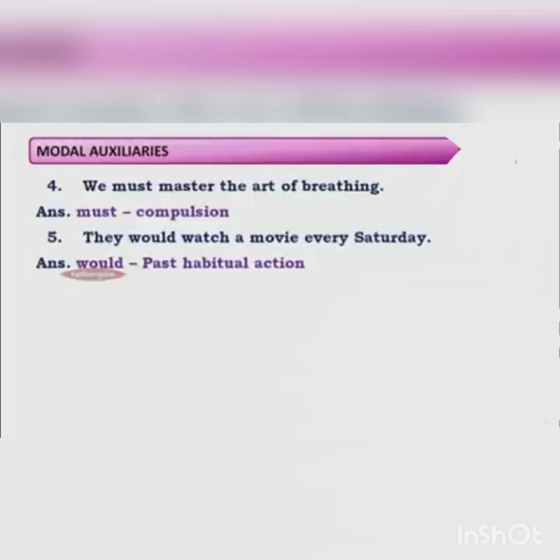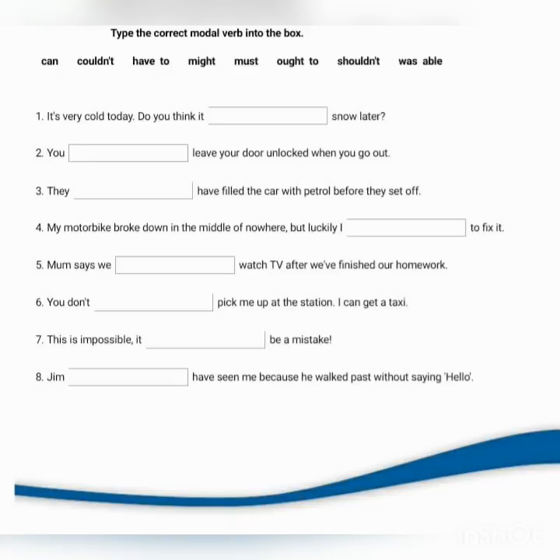And the last one is they would watch a movie every Saturday. Again would, it is a modal auxiliary and it comes under past habitual action because they would watch a movie every Saturday. Okay, means would, it is a past form. So it comes under past habitual action.